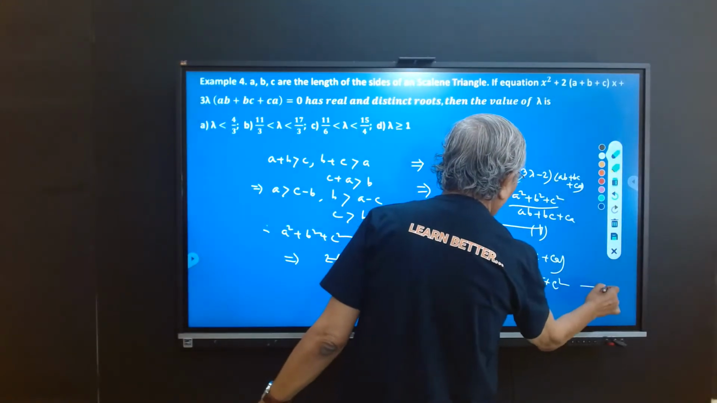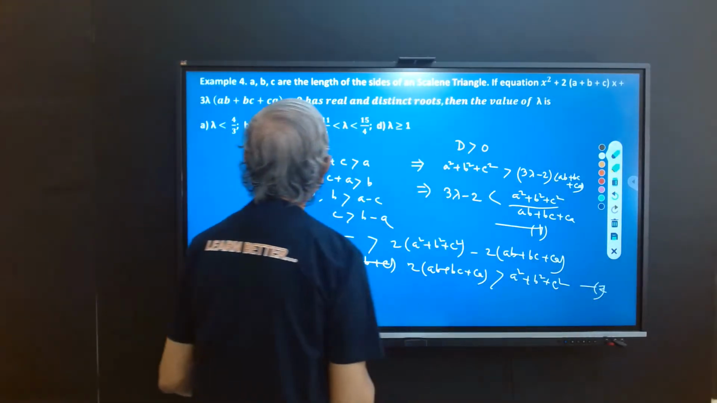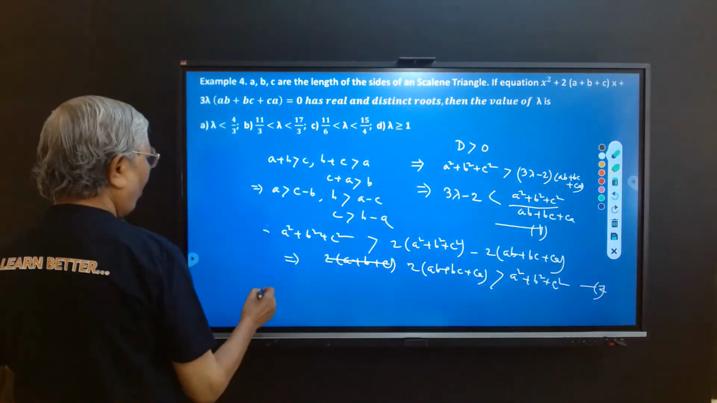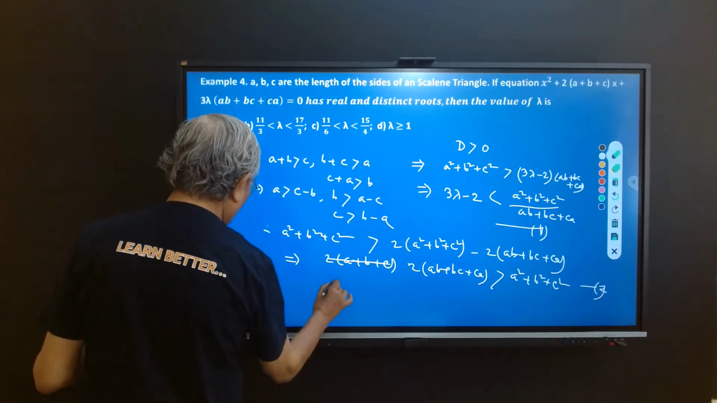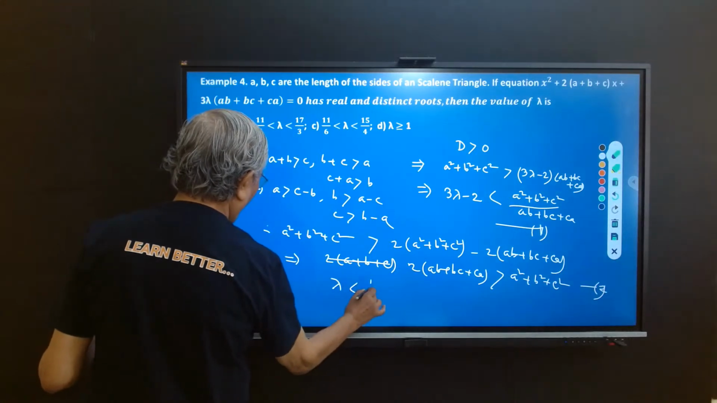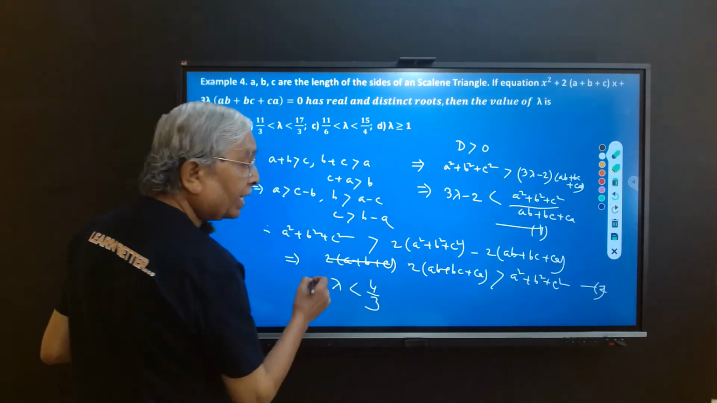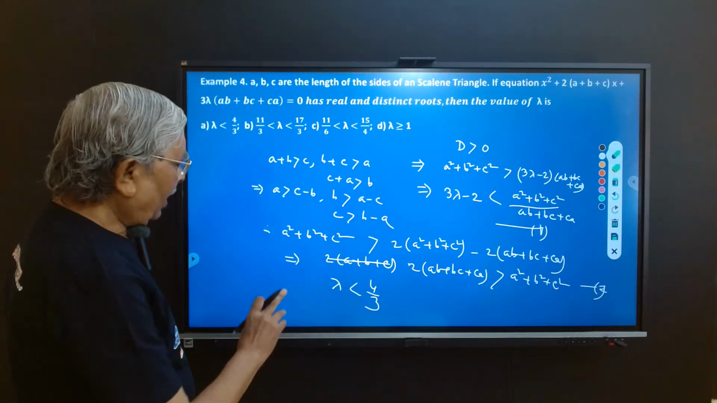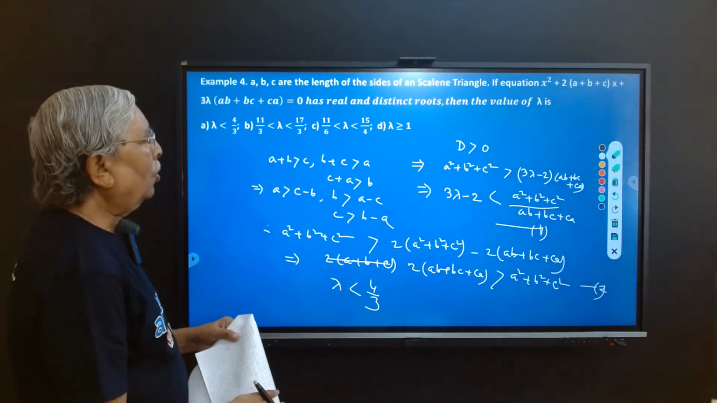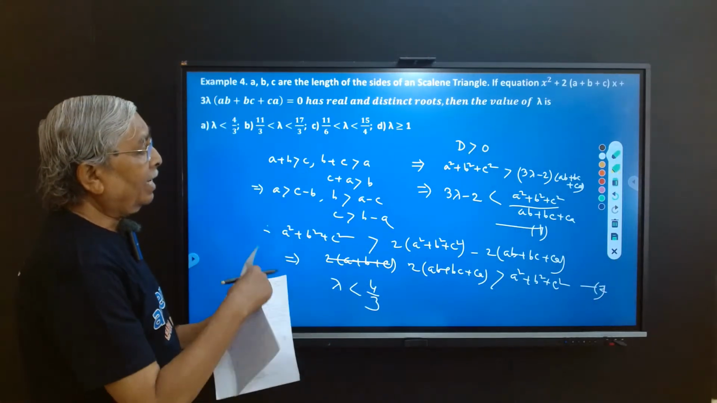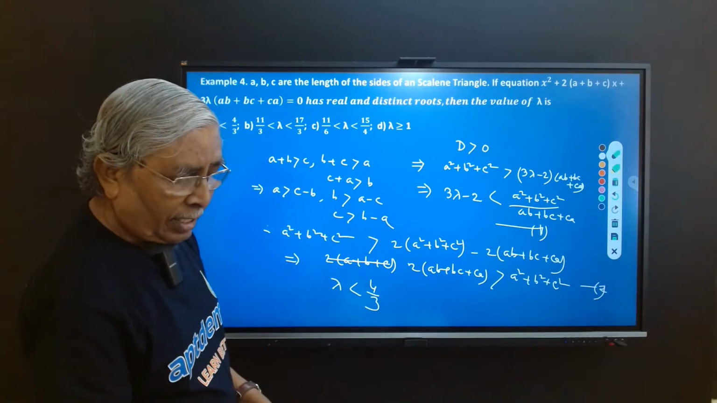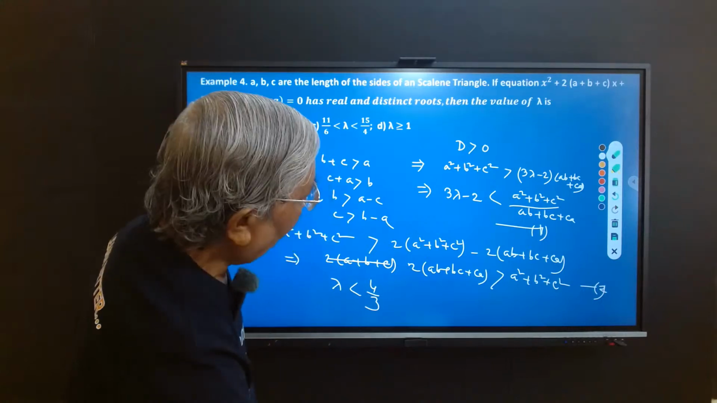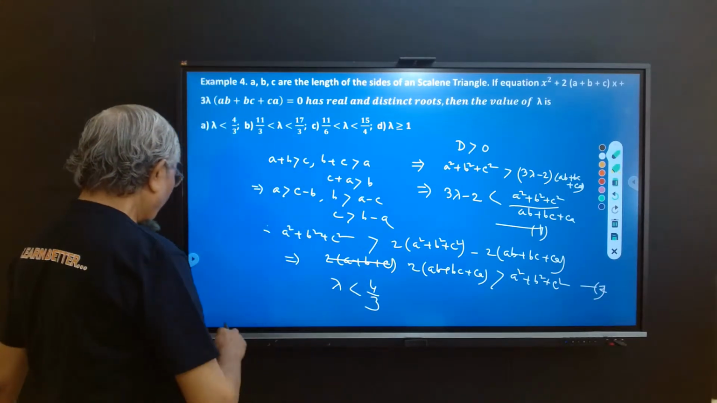From these two, we get the value of lambda. From 1 and 2, you get lambda is less than 4 by 3. How will we get lambda is less than 4 by 3? So, we'll try. I will give hints, it's one of the easiest problems. We'll try to solve it.